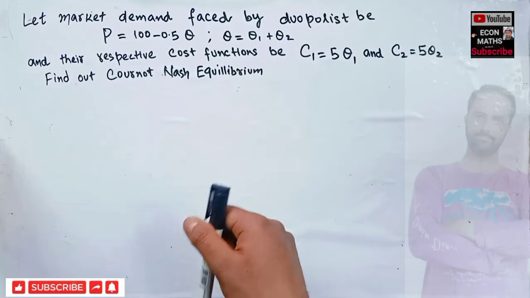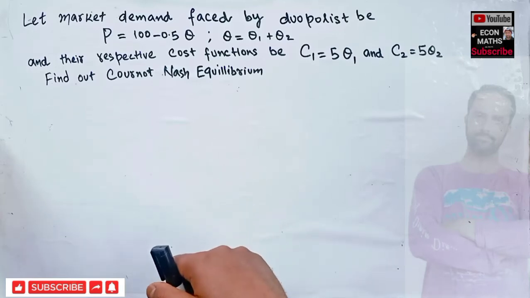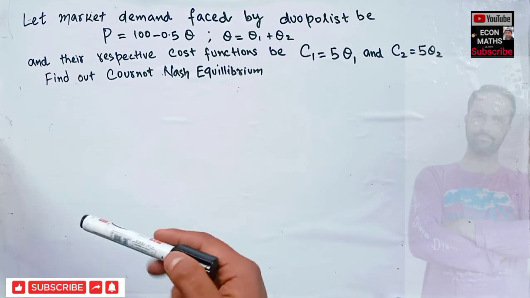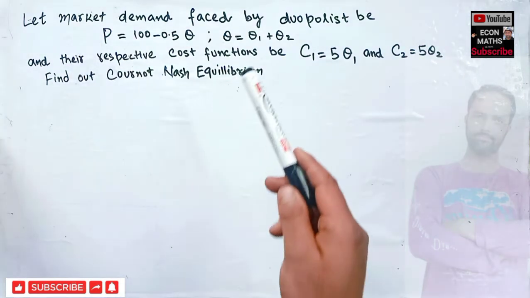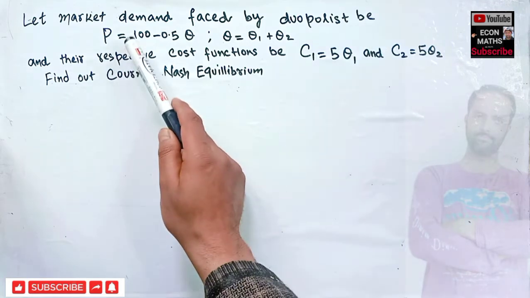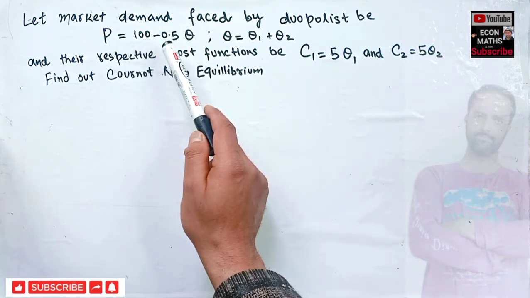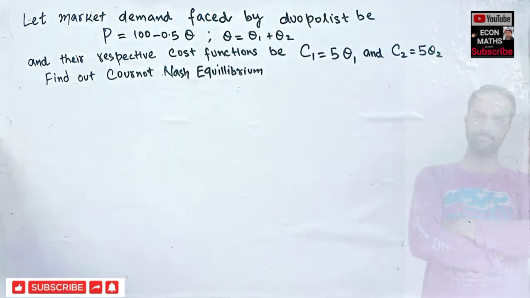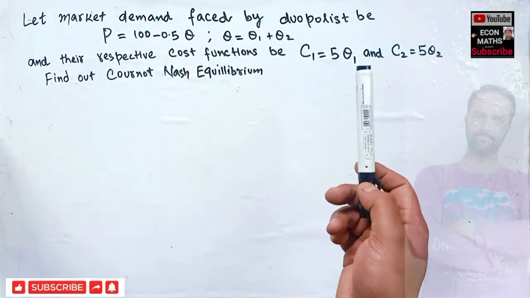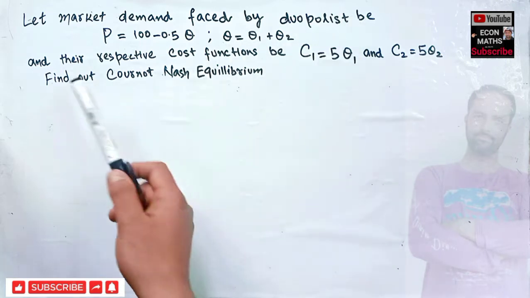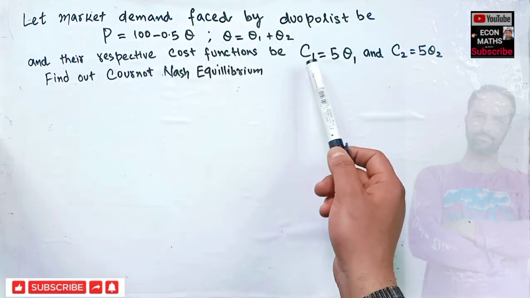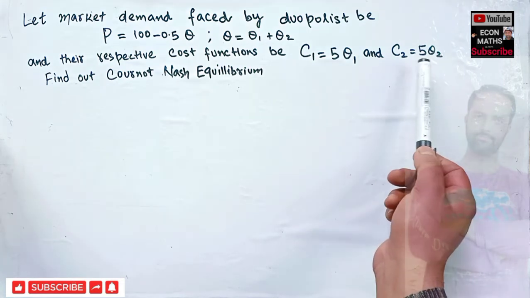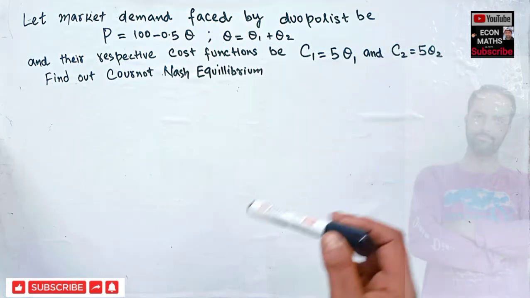Let us solve a question that was asked in the Indian Economics Service paper of 2021 probably. The question is like this. Let market demand faced by duopolists be P = 100 - 0.5Q, where Q = Q1 + Q2, because if we have duopolists, that means we have two firms in the industry, and their respective cost functions be C1 = 5Q1, this is the cost function of the first firm, and C2 = 5Q2, the cost function of the second firm.